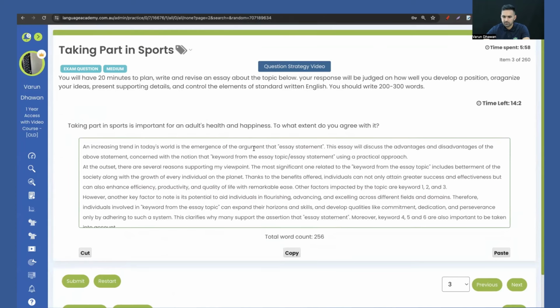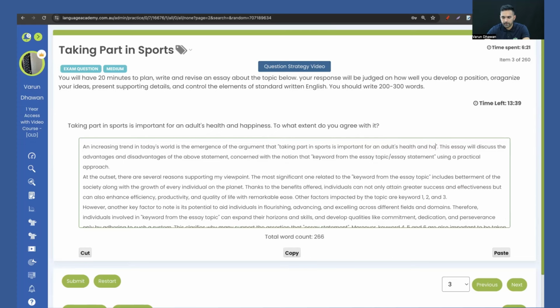An increasing trend in today's world is the emergence of the argument that, use inverted commas. T will not be capitalized because we are not starting a new sentence. Taking part in sports is important for an adult's health and happiness. Concerned with, now we'll not write the whole topic again.